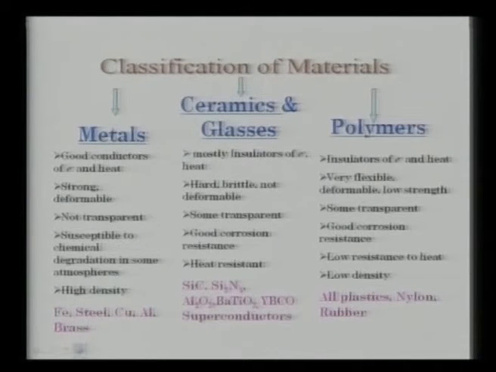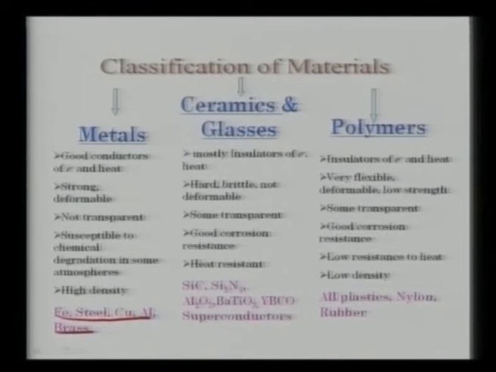Some of the examples are given here like iron, steel, copper, aluminum, brass. Steel is essentially an alloy of iron and carbon. So this carbon is an interstitial element in the iron, and that alloy is called steel. Similarly, copper and zinc make brass. So these different alloys and metals are traditionally used for various conventional applications.